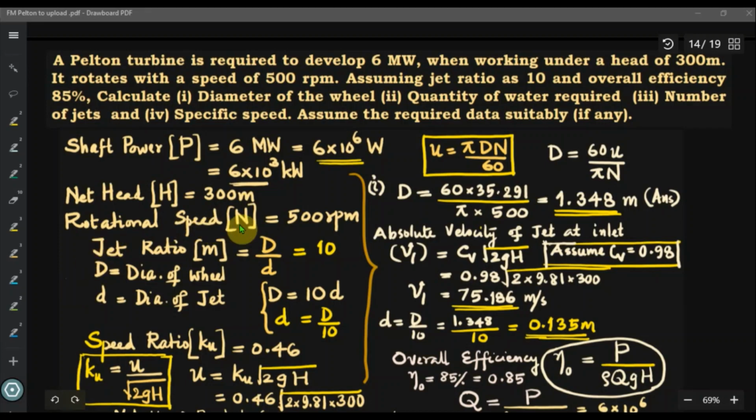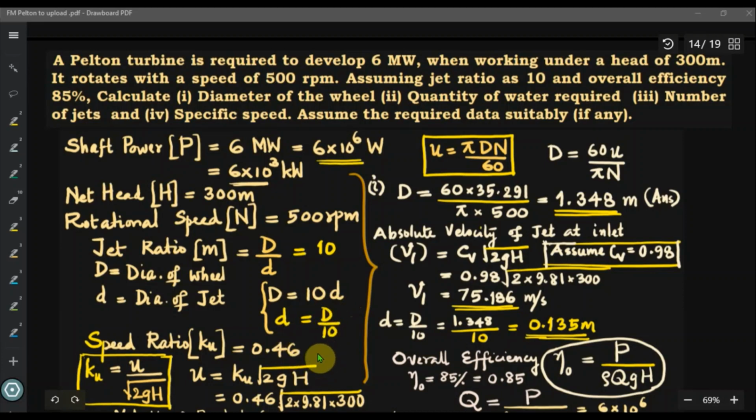The rotational speed of the turbine N is given as 500 rpm, and the jet ratio is given as 10. What is the jet ratio? That is the diameter of the wheel divided by the diameter of the jet, capital D by small d, usually denoted by small m, equal to 10. Capital D is the effective diameter of the Pelton wheel. Small d is the diameter of the jet issued by the nozzle, or the diameter at the outlet of the nozzle. So capital D is equal to 10 times small d, or small d is equal to capital D divided by 10.